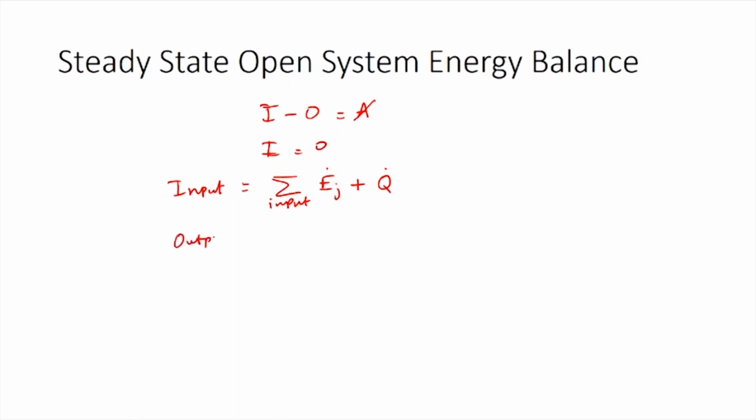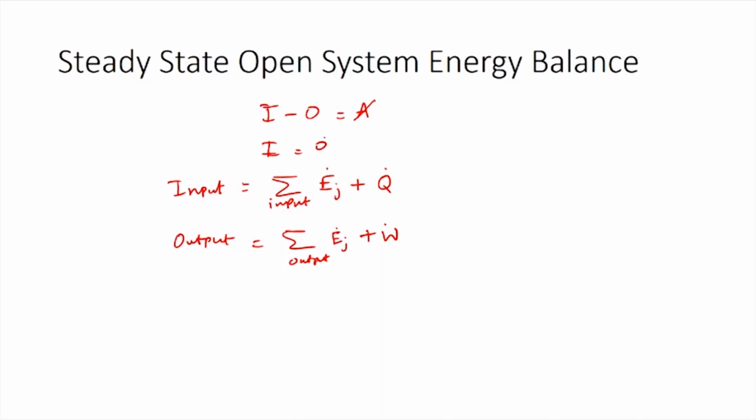You can also have an output equation, which is sigma of output of Ej dot, which would again be the energies possessed by individual components in the output stream, and the summation will give you the total energy of the output stream, plus W dot, where W dot is the work done by the system. Because it is work done by the system, it is going in the direction from the system to the surroundings. So, it is the output, energy transferred from the system to the surroundings.